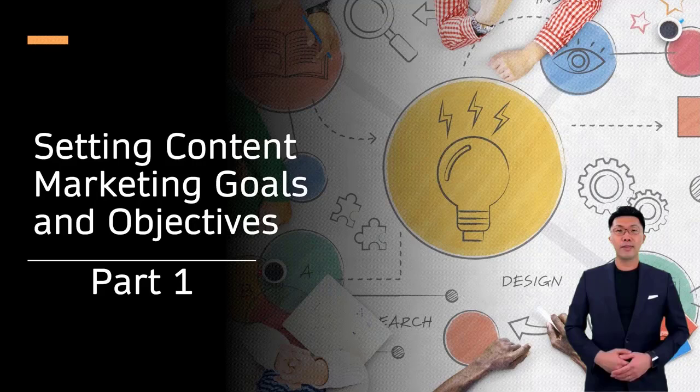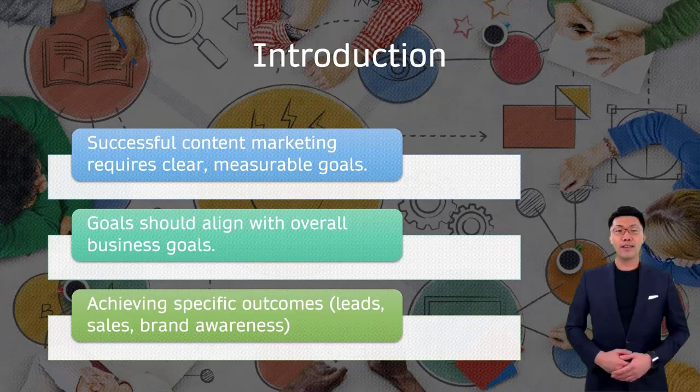In this lecture, we will be discussing setting content marketing goals and objectives effectively. One of the keys to successful content marketing is setting clear and measurable goals and objectives. Your content marketing goals and objectives should align with your overall business goals and help you achieve specific outcomes, such as generating leads, increasing sales, or building brand awareness.